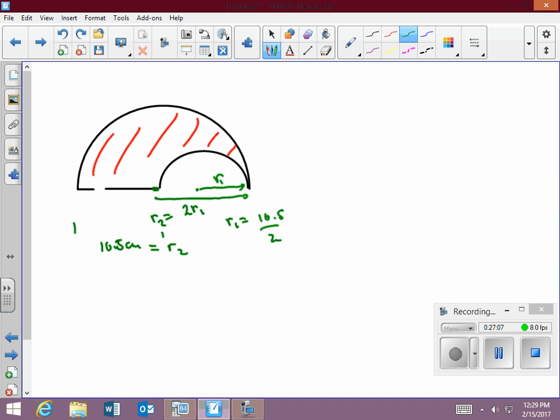Well, we want to know the area of the shaded region. And it has to be the area of the larger half circle minus the area of the smaller half circle.